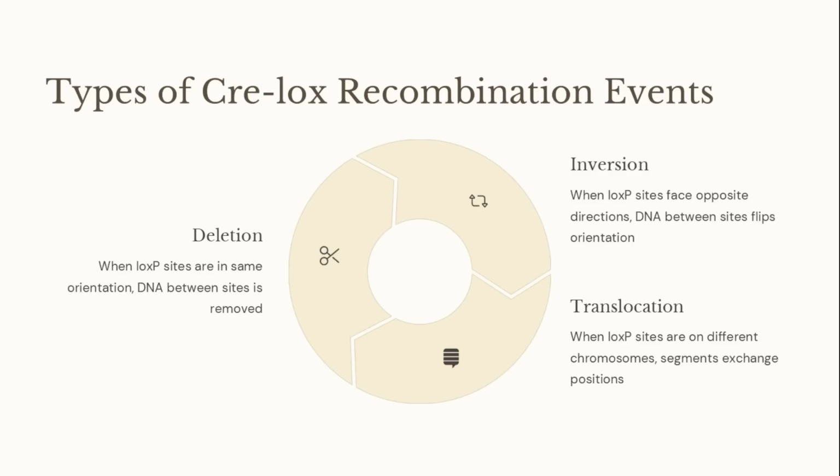Cre Lox recombination can result in 3 types of events: inversion, deletion, and translocation. Inversion occurs when Lox P sites face opposite directions, flipping the DNA between them. Deletion happens when Lox P sites are in the same orientation, removing the DNA between them. Translocation occurs when Lox P sites are on different chromosomes, exchanging segments.